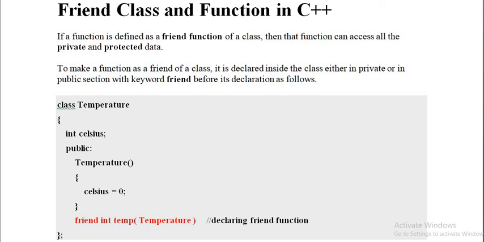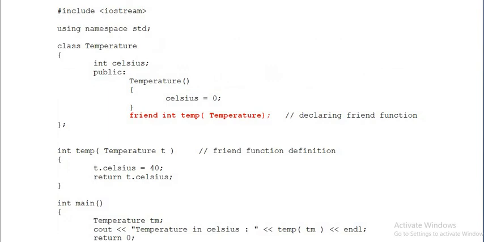One more important point to be noted down here: any member function, if you want to define it outside the class, you need to define it with the help of the scope resolution operator only, but not in the case of a friend function. That is very important here. Look at this program clearly, the same program. Look at the class definition and the friend function declaration: friend int temp within brackets Temperature.